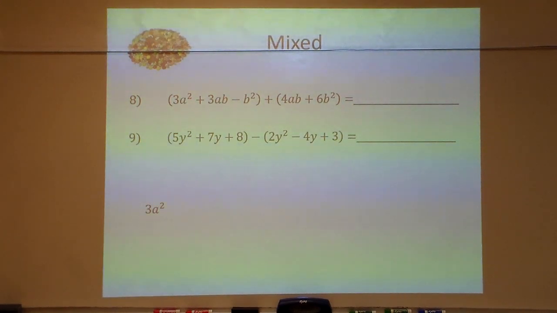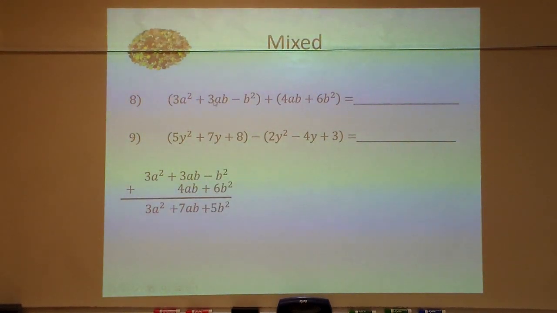Now this time they're a little off from the same. So notice 3a squared. There is no a squared on the second one, so I'm going to keep that 3a squared and move it right here. There is a 3ab and a 4ab. I wrote it like that. That's why this 3a squared shows up right here. Now I can add the 3 and 4, or you can do it straight across horizontally, and you get 7ab. And now I have a negative b squared and a 6b squared, which is a 5b squared. So that'd be my answer to that particular one here.